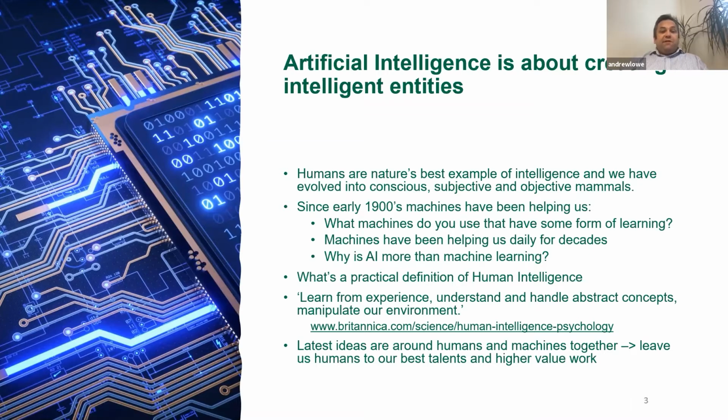Now, we humans have been using machines since the 1900s, probably before that. So I'd like to ask you a question. What machines do you use today that involve some form of learning? Examples of that could be a search engine, it could be a smartphone, it could be a calculator. And when you look back, we've actually been using machines for many decades. And Alan Turing is often associated with artificial intelligence, and he used a machine to break the Enigma code that ultimately helped us to win the war.